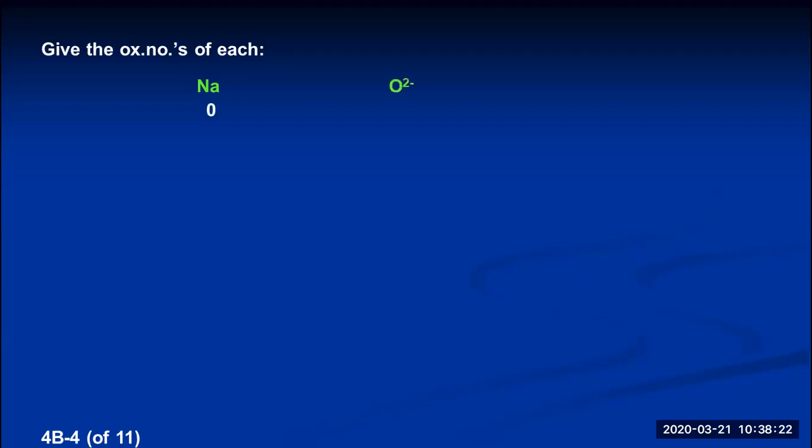O2- means an oxide ion. This ion has a charge of -2, so for any monatomic ion, its oxidation number will always equal its charge. Although as an ion charge we write it as 2-, as an oxidation number we write it as -2.